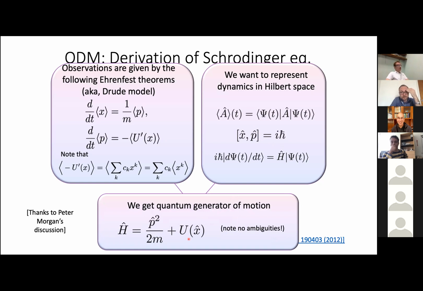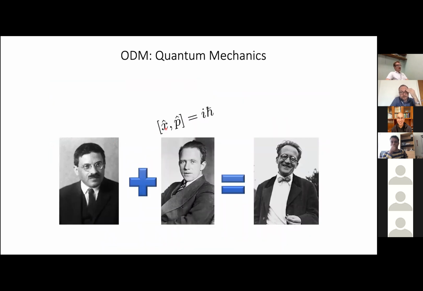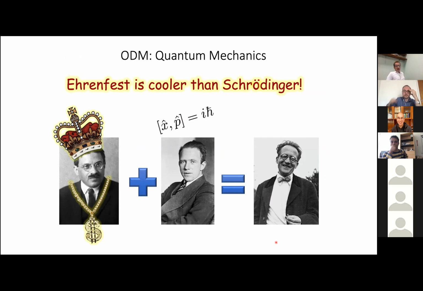So this is how we could rederive the Schrödinger equation by starting from the Ehrenfest theorems and adding to them the Heisenberg commutation relationships, and we arrive at the Schrödinger equation. So in this way, the Ehrenfest theorems are more fundamental than the Schrödinger equation. The Ehrenfest theorems could be upgraded into axioms, and the Schrödinger equation can be made a consequence of the axioms, unlike how it's traditionally done, where it's the opposite stance.